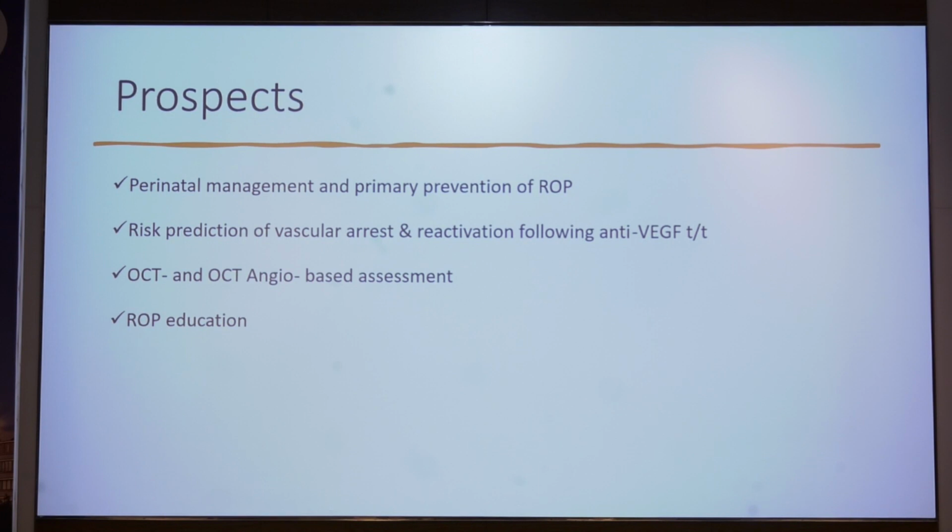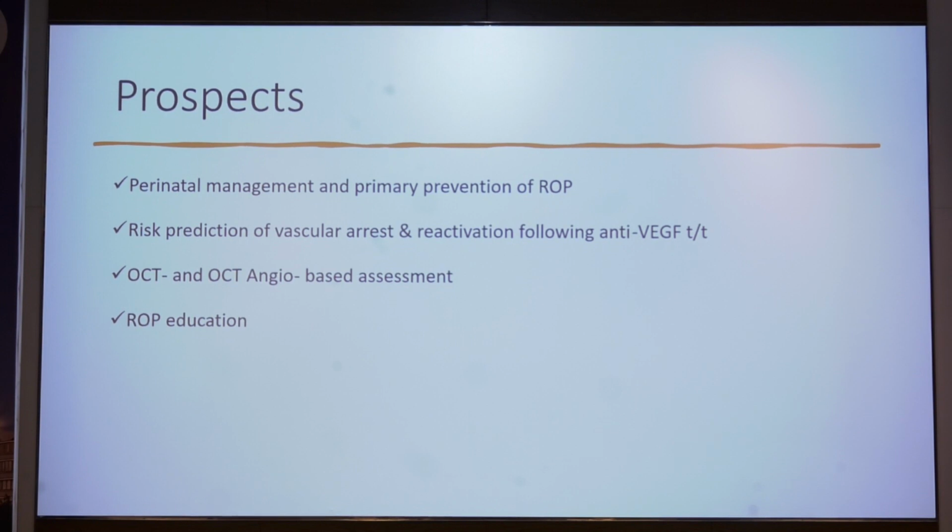What are the future prospects? AI is nowadays looking at perinatal management, so that we can primarily prevent ROP rather than going to secondary prevention. If we can manage the baby appropriately during the perinatal period, we can primarily prevent ROP. Then, what is the risk of vascular arrest and vascular reactivation following anti-VEGF therapy? That is a huge dilemma these days: when to treat such babies after anti-VEGF therapy, when vascular arrest has occurred or reactivation is occurring in the form of plus or stage. So AI can help us in following and treating those babies better.